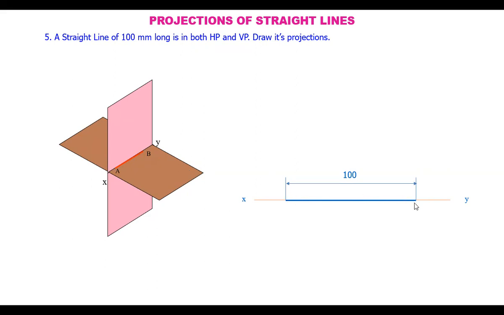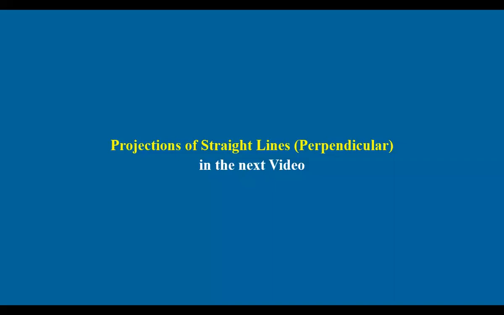Mark a 100 mm long line because its true length is visible here. Draw a 100 mm long line and mark it as A dash B dash, the front view. Also, the top view coincides with this. You need not draw any projectors. The point itself is already on the reference line, and this is also on the reference line. So the top view is also coinciding with the front view, and this is AB. So the front view and top view both coincide with each other, and these are the projections of the straight line. So here we have seen the line when it is parallel to both the reference planes.